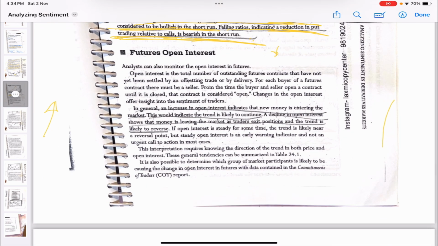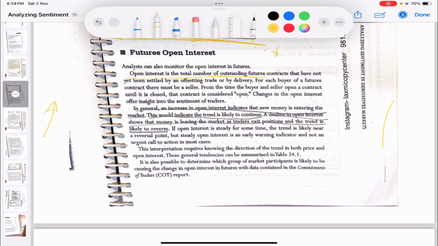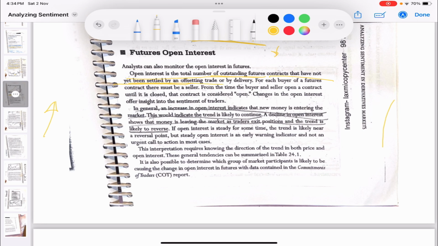Analysts can also monitor the open interest in futures. Open interest is the total number of outstanding futures contracts that have not been settled by an offsetting trade or by delivery. So the number of open positions which haven't been settled yet is basically known as open interest.